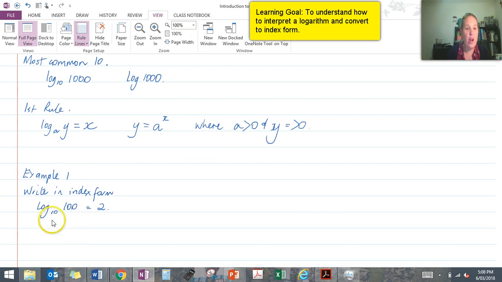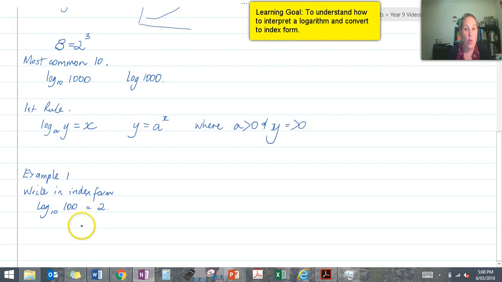Okay, so we're going to write log to the base 10 of 100 is equal to 2 in index form or exponential form. So here we have our base, or a, we have our solution, or y, and we have our number of times, or our index, or x. So we can rewrite this as 100 is equal to 10, our base, to the power of 2, which we know 10 squared is equal to 100, so that's correct.